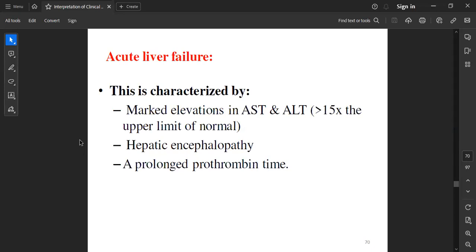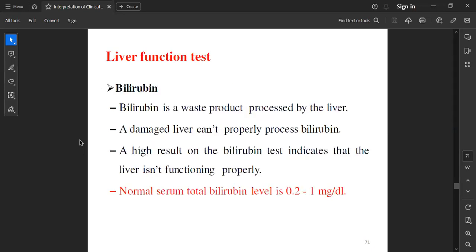Hepatic encephalopathy is due to high, is it ammonia? We'll just read up. Another parameter in the liver function test is bilirubin.